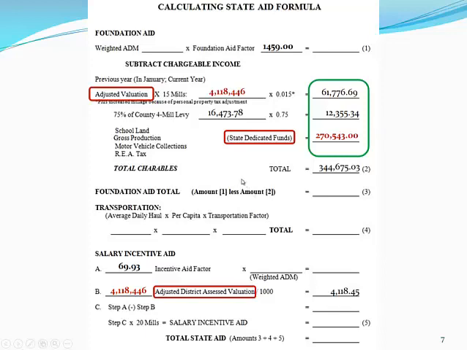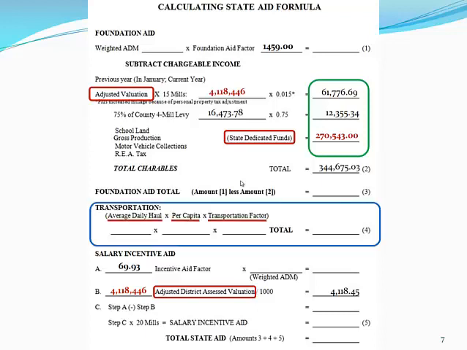Those districts that can make more through local taxes are given less from the state. Okay, that's what equity means. Those districts who make less through local taxes are given more by the state. So that's the first part there, looking at chargeables and how we figure out what the district can make on its own through local taxes and state dedicated.